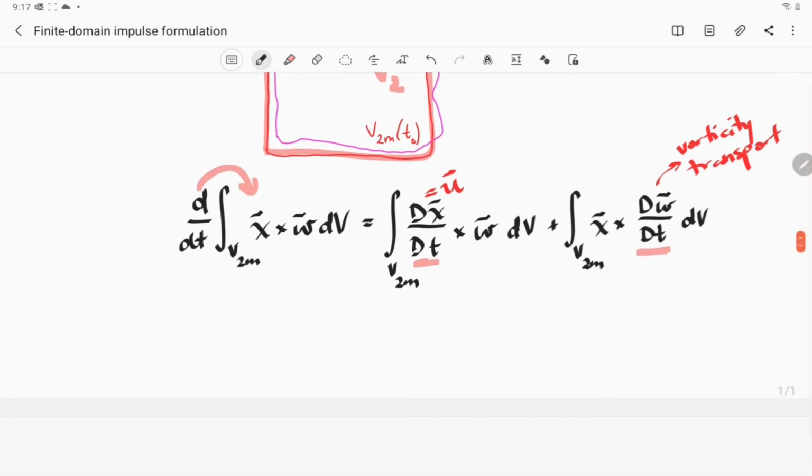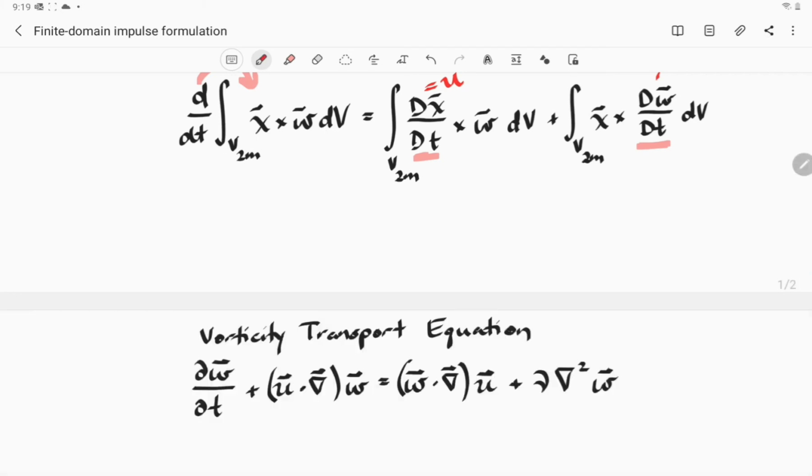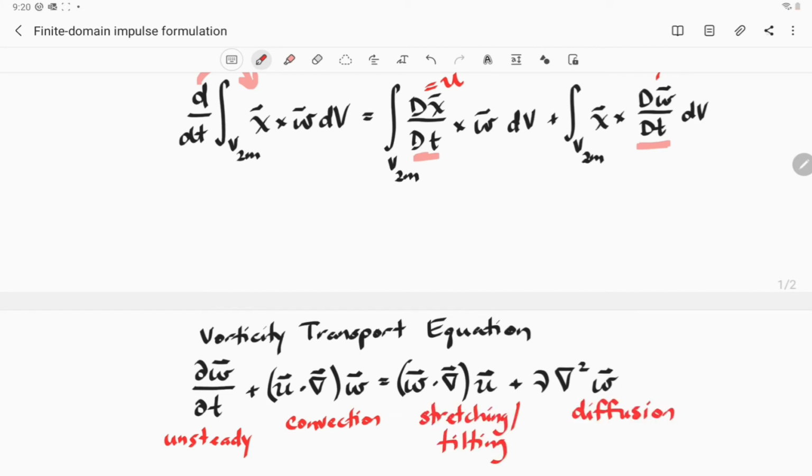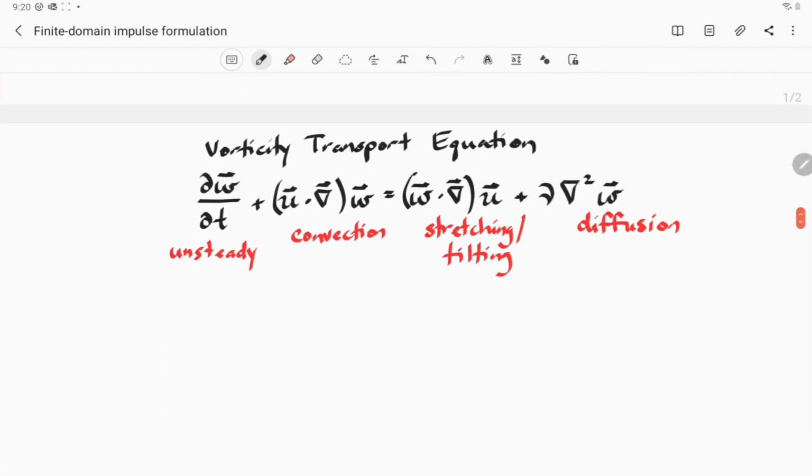So let me quickly write out the vorticity transport equation in the normal form. I'm going to show it in full 3D form, and then we'll simplify for 2D. So here it is, and we have the unsteady term, the convection term, the stretching and tilting term, and the diffusion term. Now recall that when we're expressing it in this way, this unsteady term is referring to the change in vorticity at a specific point.